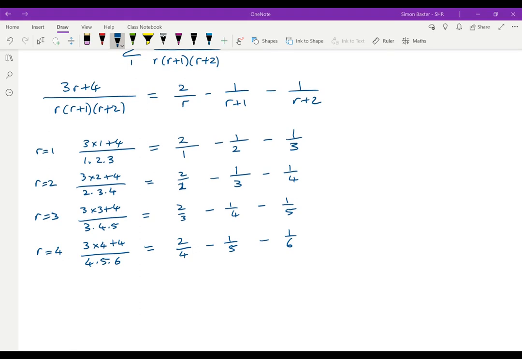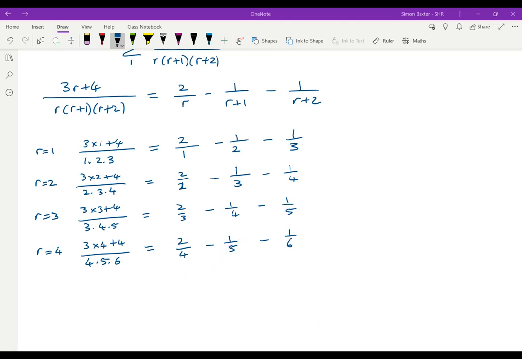Well, this is why I don't like you cancelling that down. Let's just look on the line above. I've got 2/3. Take away 1/3, take away 1/3. They're disappearing. 2/4, take away 1/4, take away 1/4. They're disappearing. That's why it's nicer to see 2 over 4 than 1 over 2. 2/5, take away a fifth, take away a fifth.